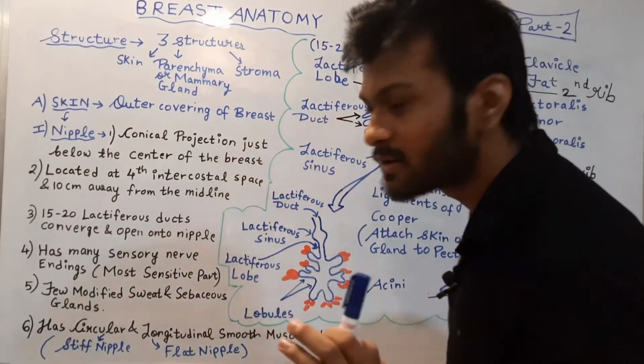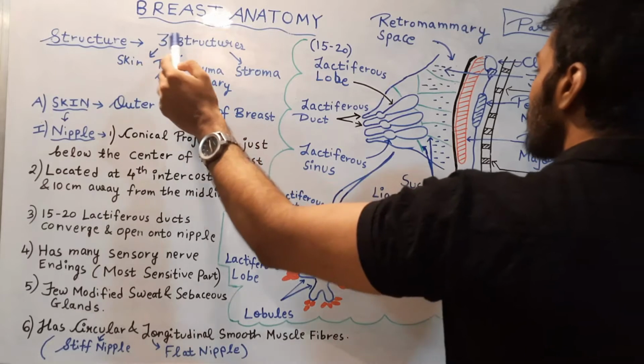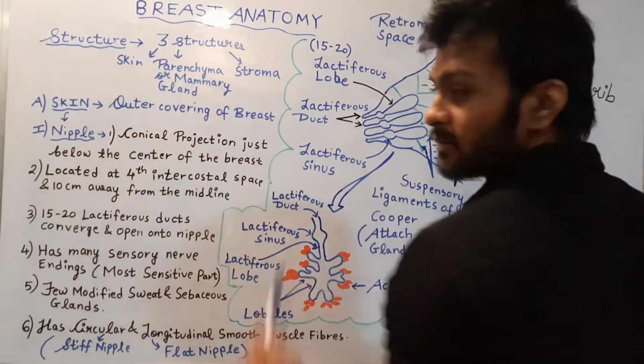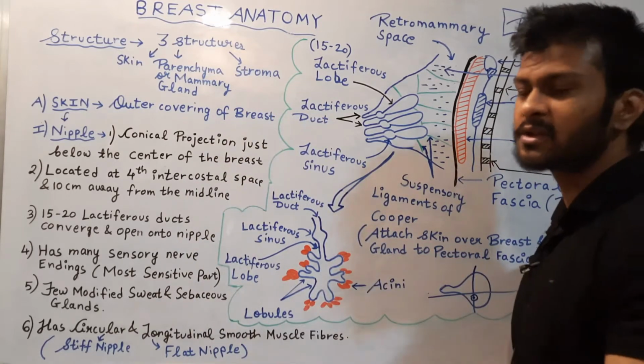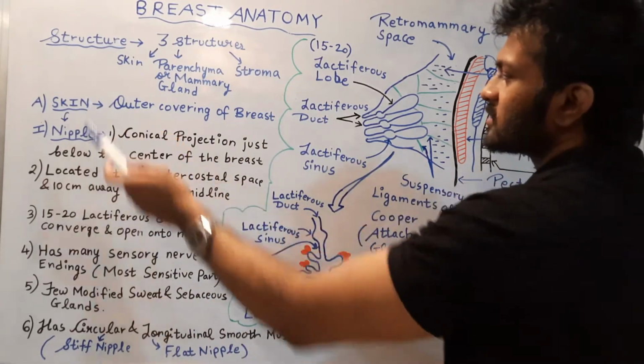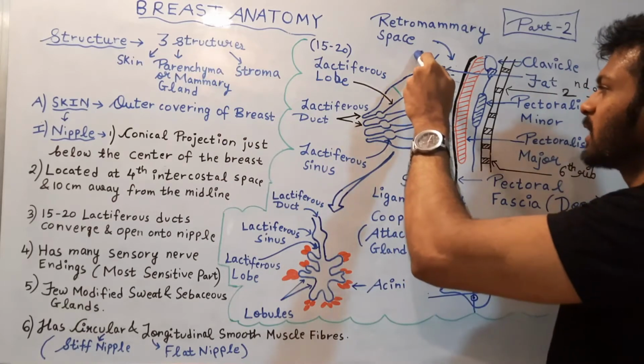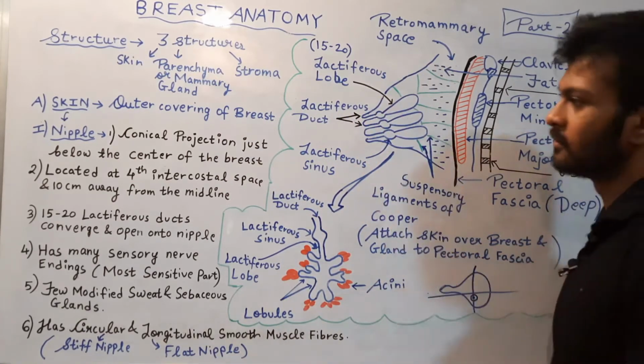Okay, so starting with the structure of breast. The breast simply consists of three structures, that is skin, parenchyma or mammary gland, and third structure is stroma. Starting with the skin, it is as simple as that. Skin is the outer covering of breast. This is breast, the outer covering of breast will be skin.